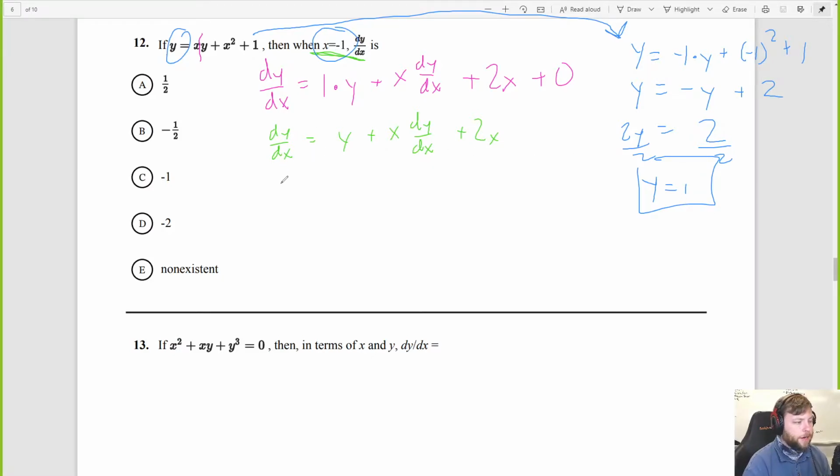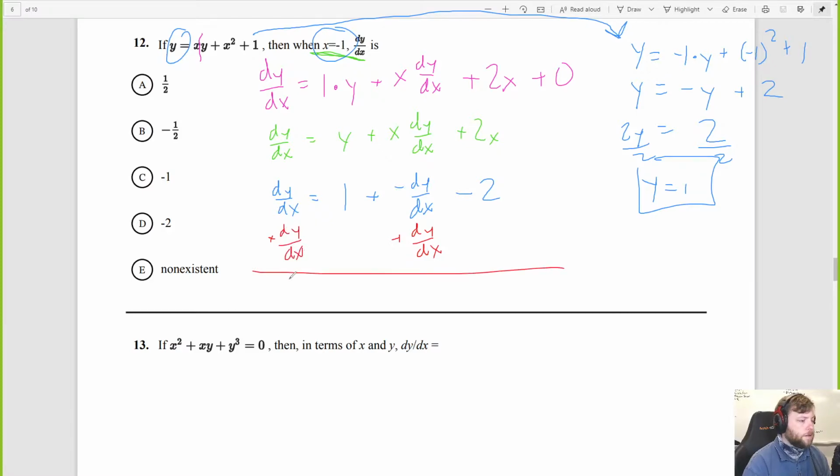I'm going to plug in right now. So my dy/dx equals 1 plus negative dy/dx, plus -2. Gotta add a dy/dx to both sides. Get 2 of those, say y prime, I'm getting lazy. I have a 1 minus 2, -1. Divide by 2. Answers.